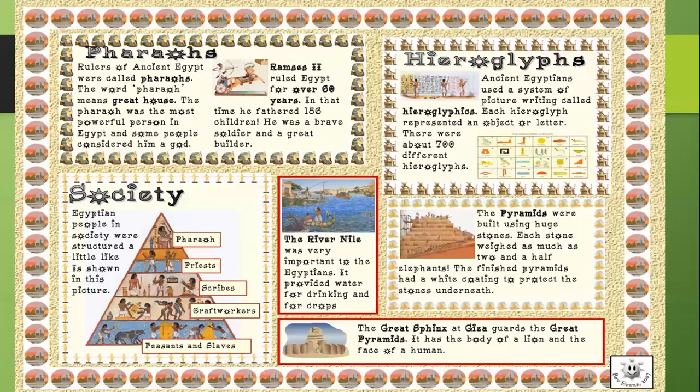So that's how they would write. Pyramids were step stones. Each stone weighed as much as 2 to 2.5 elephants. So the stones are huge. Finished pyramids had a white coating. So you see pyramids today, you don't see as much of the white coating.